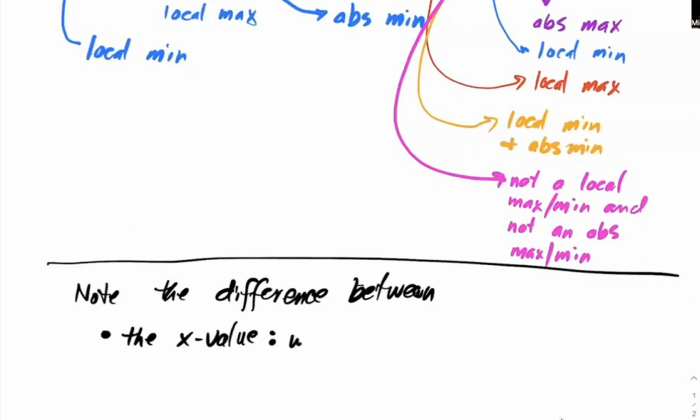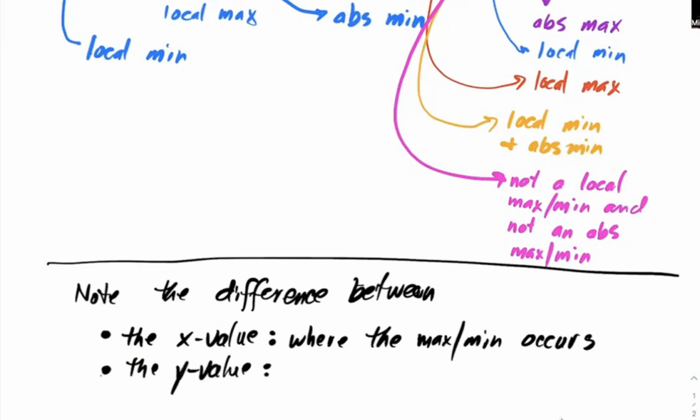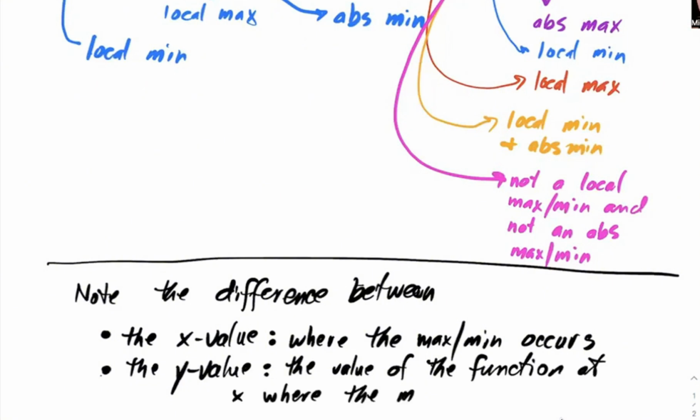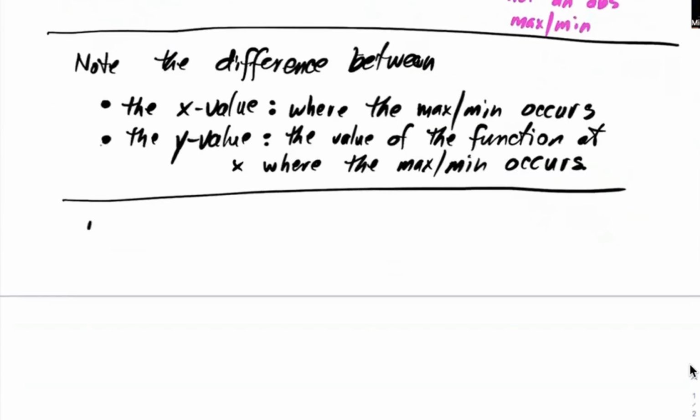This is where the max or min occurs, and the y value, which is the value of the function at x where the max or min occurs. Okay, so there's a difference between the y value and the x value. They often say the max or min occurs at x, and the value of the max or min occurs at the y.